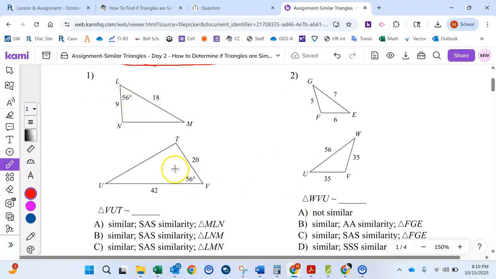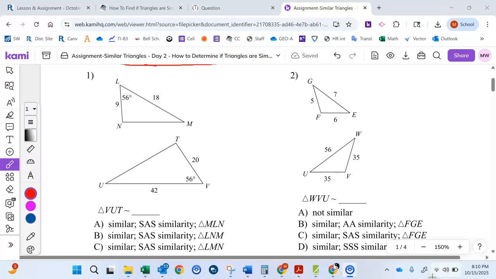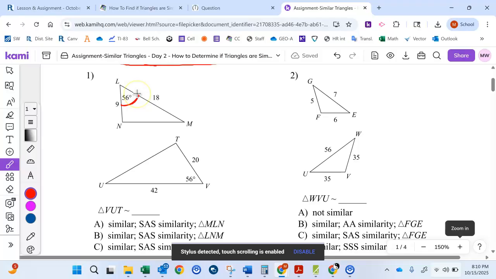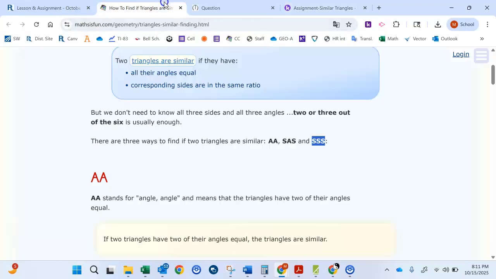Let's see what they have. One thing we can tell they have automatically is an angle. This angle here and that angle there are the same. So we already know that there's an angle. What are the different types of things? It's going to be angle, angle, side, or side, side to see if they are similar.